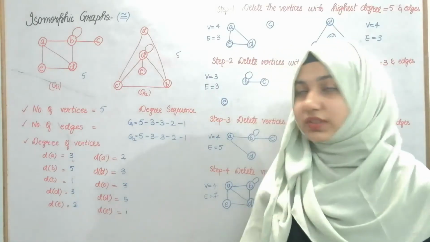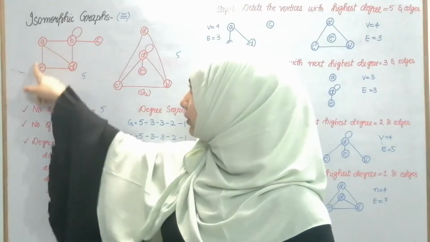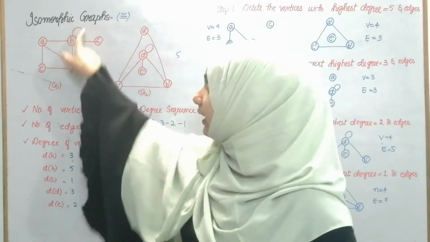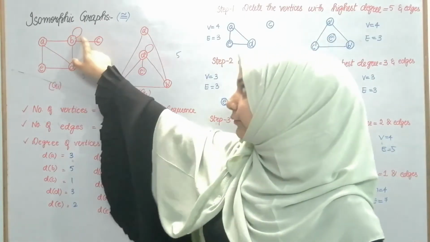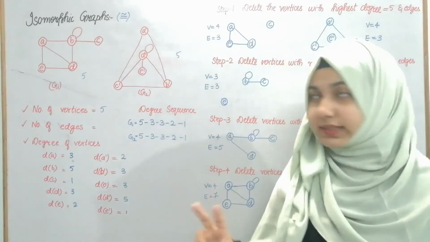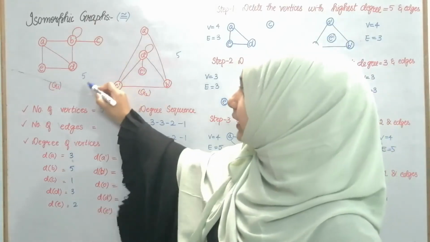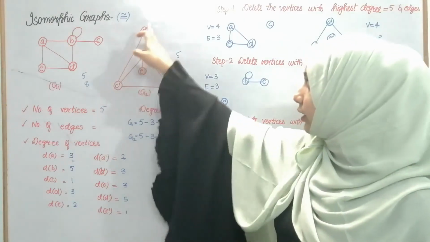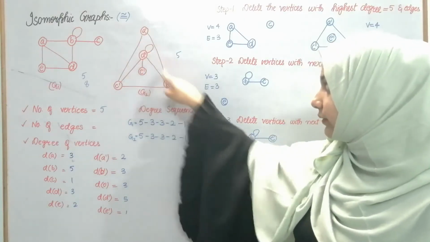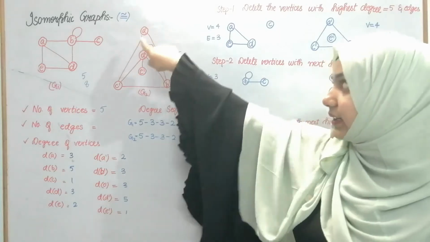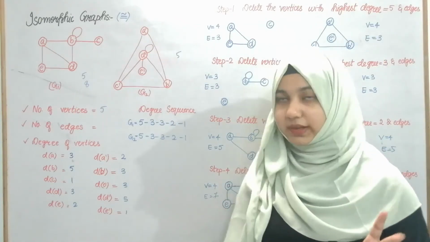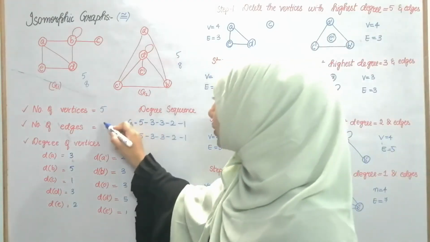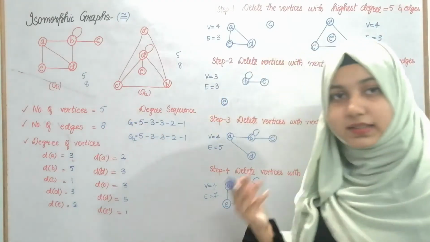The number of edges here: 1, 2, 3, 4, 5, 6, 7 and 8, because a self loop is counted twice. So this will be 8 edges. Then next here, 1, 2, 3, 4, 5, 6, 7 and 8. Loops are counted twice. 8. So the edges are also the same. Okay, fine, the condition is satisfied. Both have 8 edges.